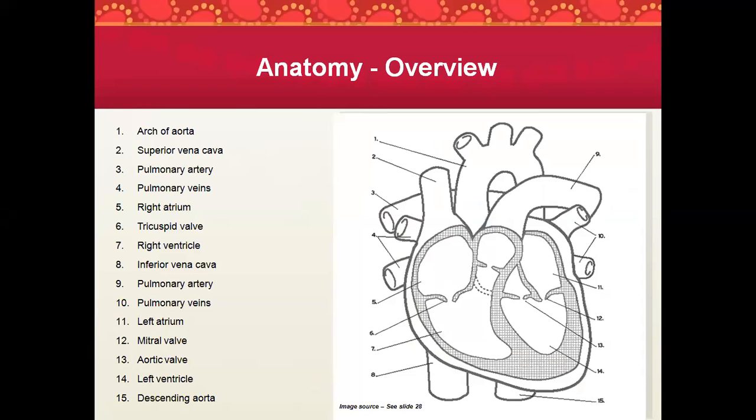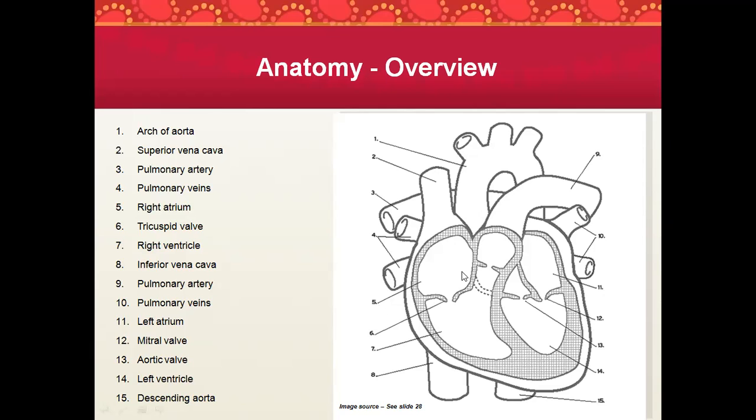Okay, so now the first picture is your arch of aorta, and then you can see the second picture here. It is your superior vena cava, and then in the eighth picture, this is your inferior vena cava. Then in the third, this is your pulmonary vein, and in the fourth picture you will see your pulmonary veins.